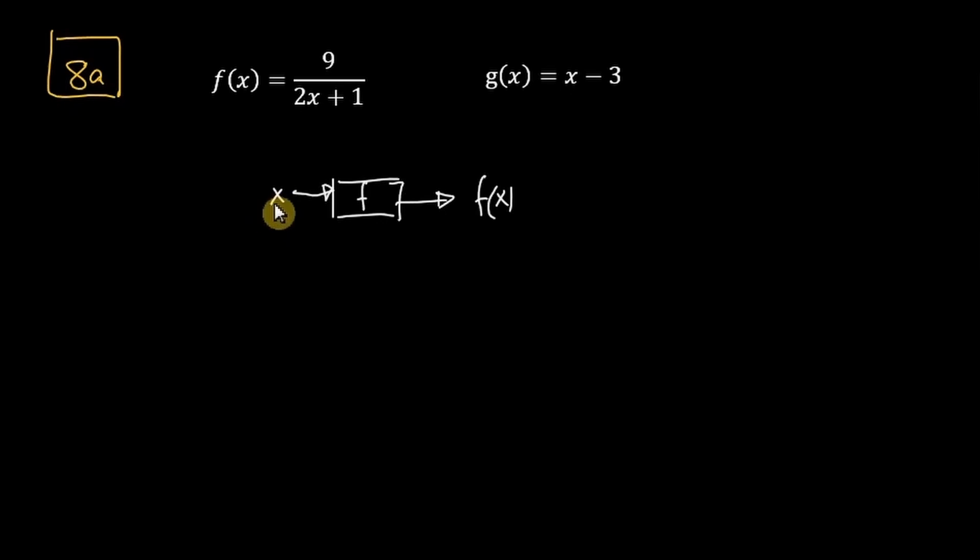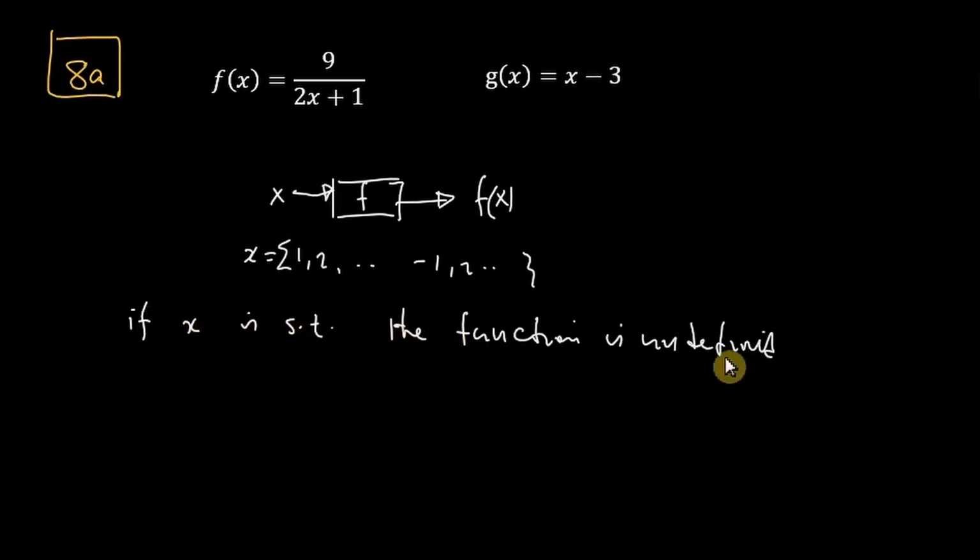If there is such a value, then we say that that value of x cannot be in the domain of this function, which means x may take on many different values, 1, 2, -1, -2, etc. But there may be a particular value that if x took on that value, after you apply it to the function, the output would be meaningless or undefined. So if x is such that the function is undefined, and undefined here means we don't know what it is, it has a meaningless value, then we should avoid that value of x.